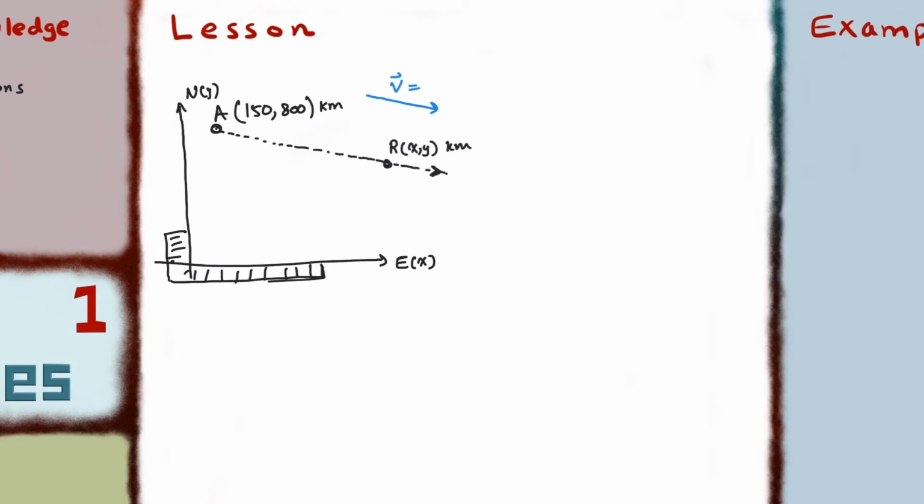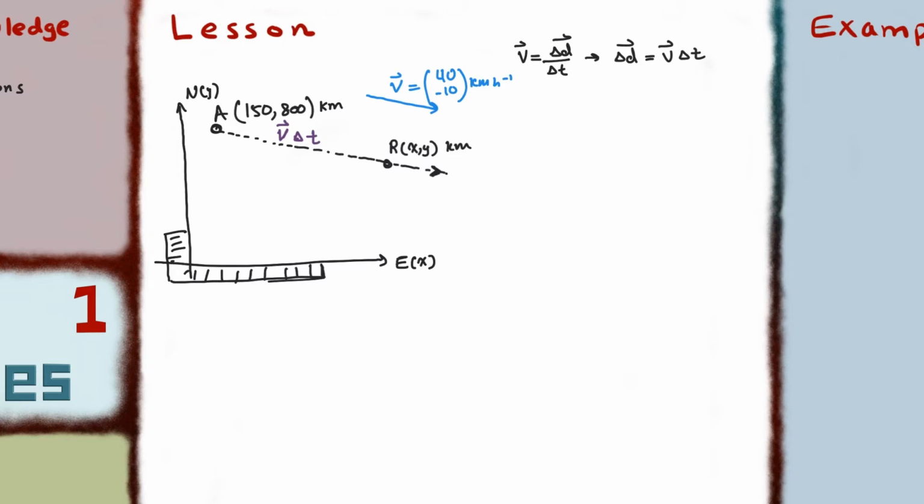We can give this a velocity v, which is 40 kilometers per hour in the east direction and 10 kilometers in the south direction. Note that velocity is the rate of change of displacement. So in this case, it's displacement over time, and that can be rearranged for the displacement to be velocity multiplied by the change in time. And that means the displacement from A to R will be velocity times delta t.